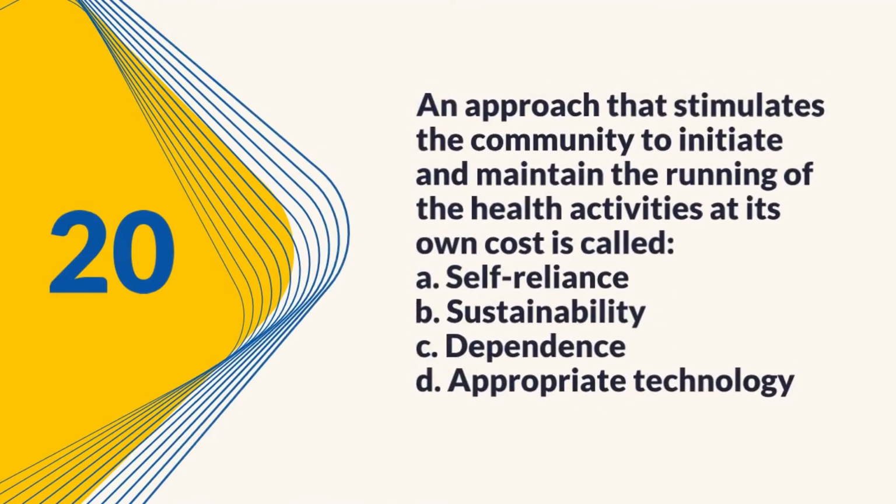20. An approach that stimulates the community to initiate and maintain the running of the health activities at its own cost is called A. Self-reliance, B. Sustainability, C. Dependence, D. Appropriate technology. Answer is A. Self-reliance. Explanation: self-reliance empowers communities to take charge of their health activities, ensuring long-term sustainability. It encourages local initiative and resource management, reducing dependence on external aid. So, the correct answer is A, self-reliance.